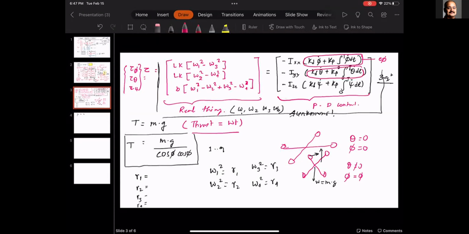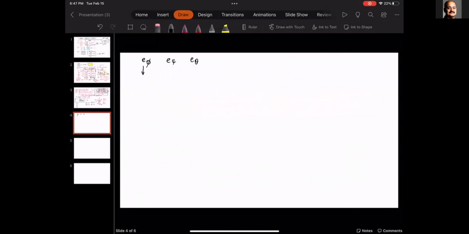I'm going to call this one E theta. It just makes determination or finding the equations easy. And I'm going to call this E psi. Everyone understood? So basically this equation is... it might be instructive to write the equations out, so you realize that these equations become very simple.